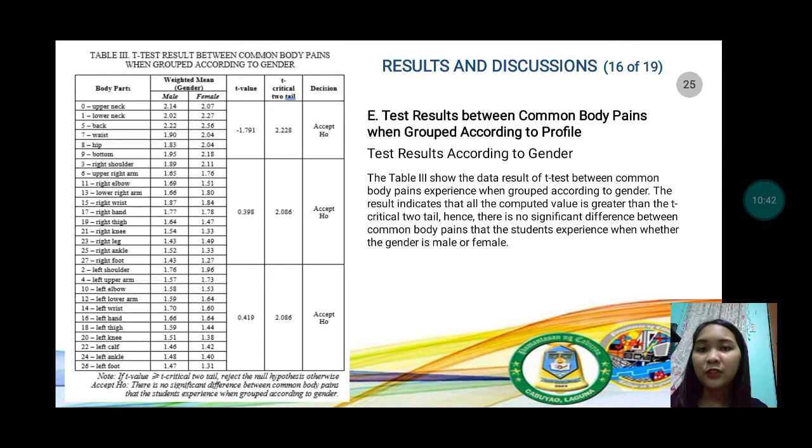Test results between common body pains when grouped according to their profile. This is the test results according to their gender. Table 3 showed the data results of the t-test between common body pains experienced when grouped according to gender. The results indicate that all the computed values are greater than the critical two-tailed value, hence there is no significant difference between common body pains that the students experience whether the gender is male or female.